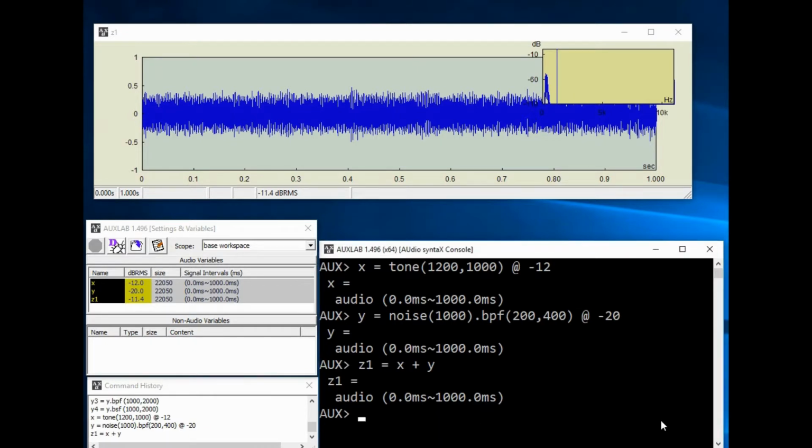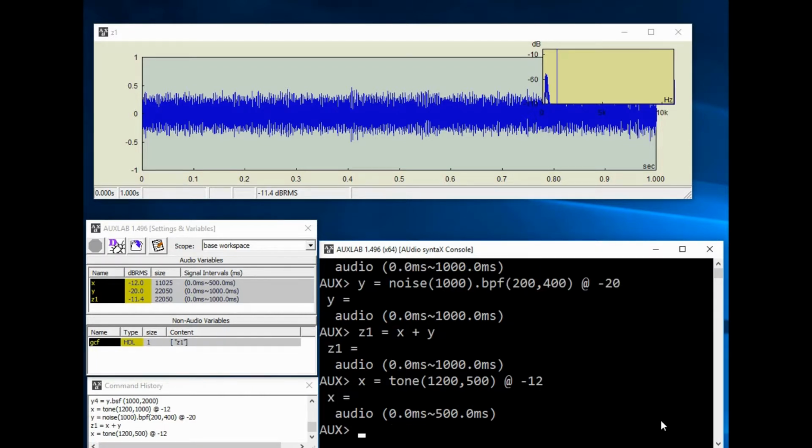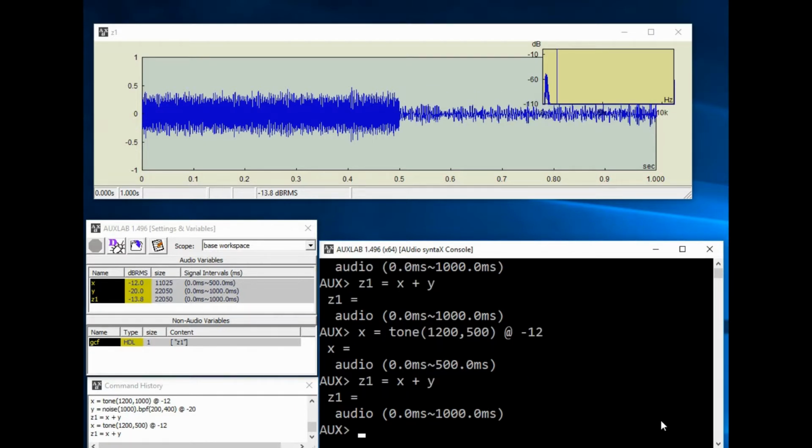So let's change the duration of X to 500 milliseconds. And Z1, again, is X plus Y. Check it out. See, here in Z1, the first half second is the mixed signal, and the rest is noise only. Now, let's play.